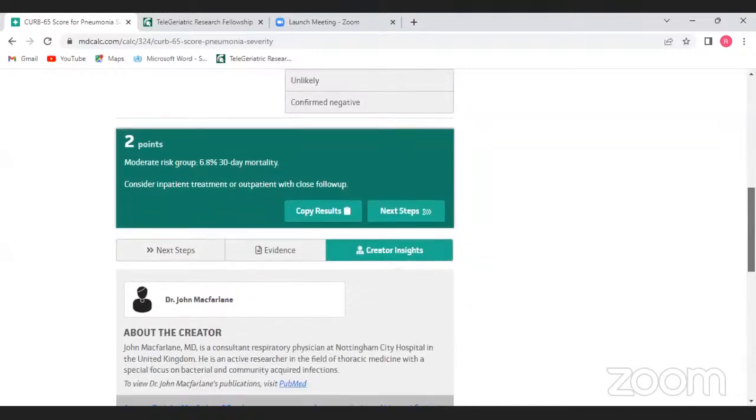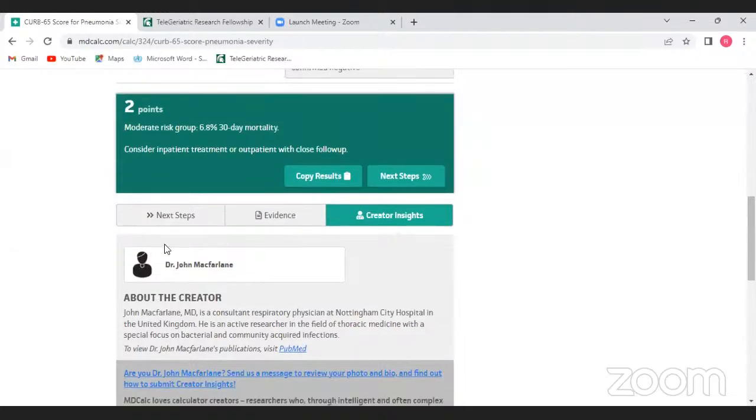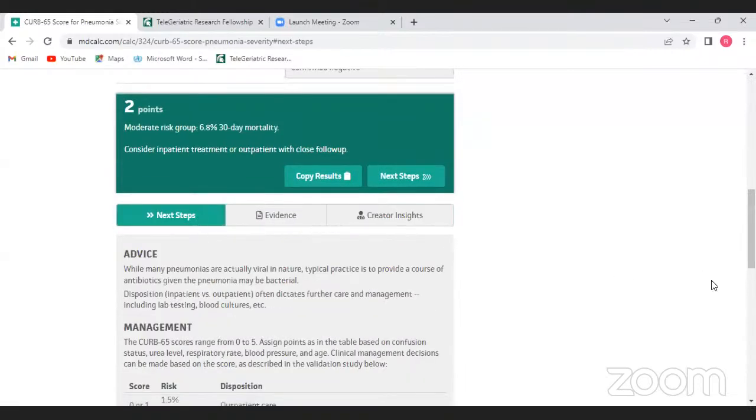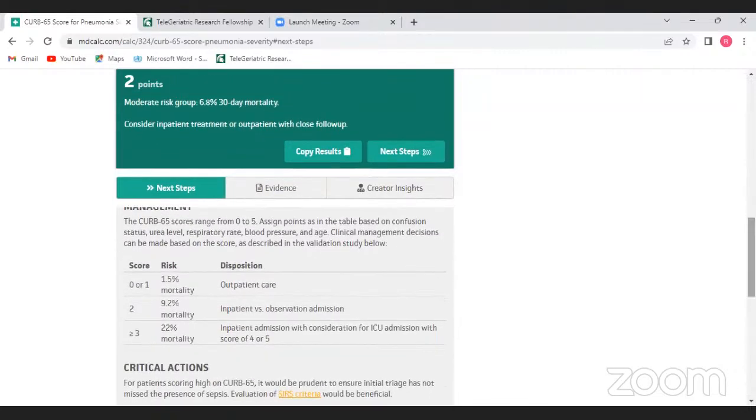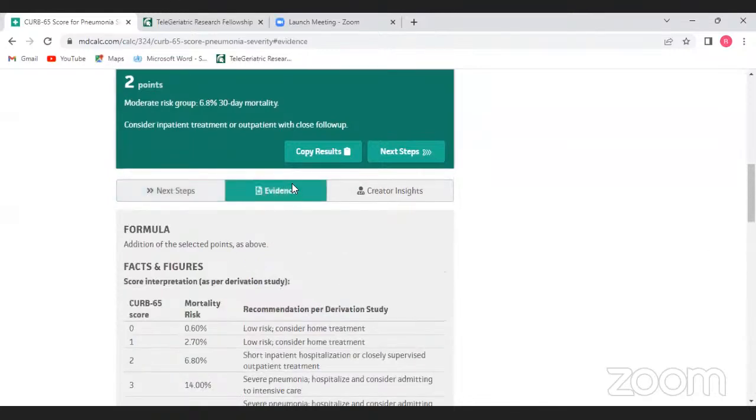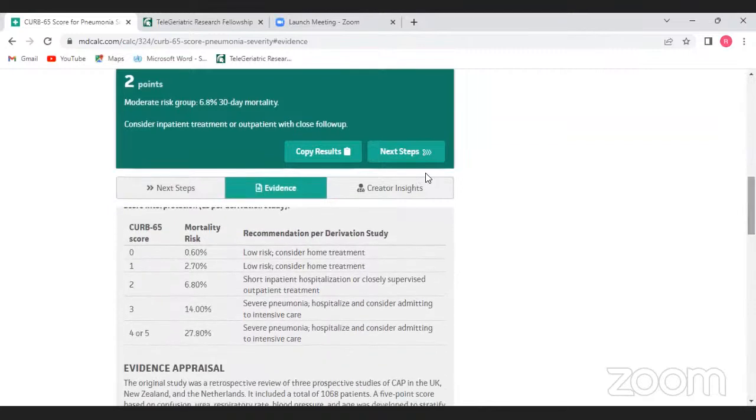So this is what is recommended by this score. If you want to see the evidence here, okay. Here we have a table showing the score from this tool, the CURB-65 score, the mortality risk, and the recommendation derived from certain studies.